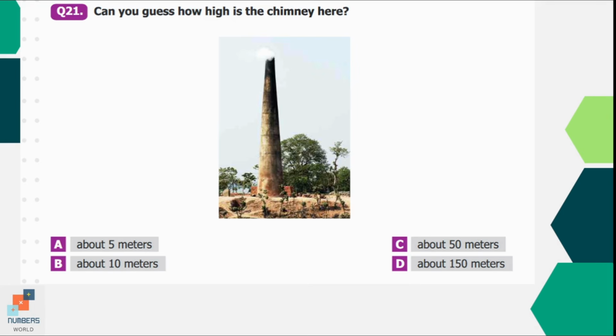Question number 21. Can you guess how high the chimney here is? If we look at the length of the chimney, it is much longer than the things around it, like trees and piles of bricks.